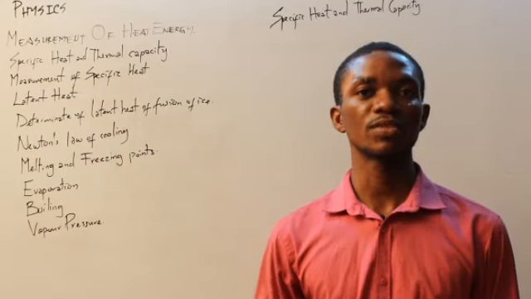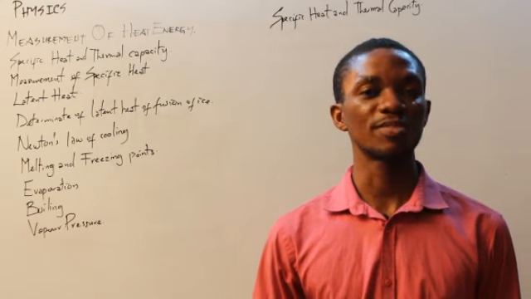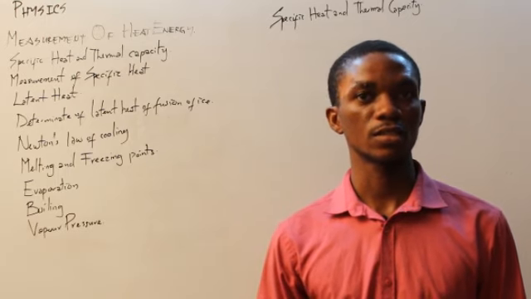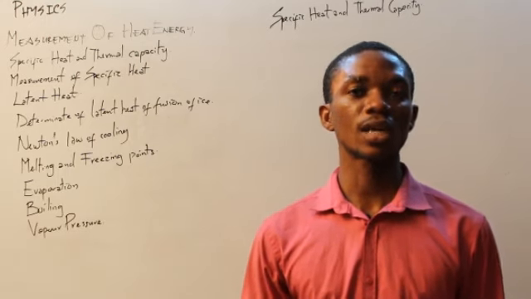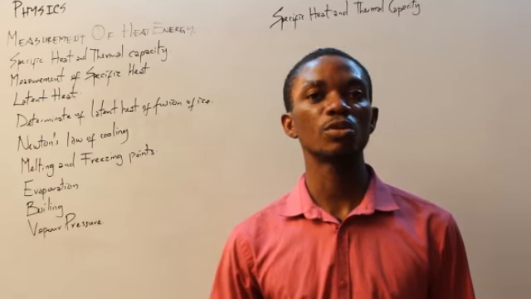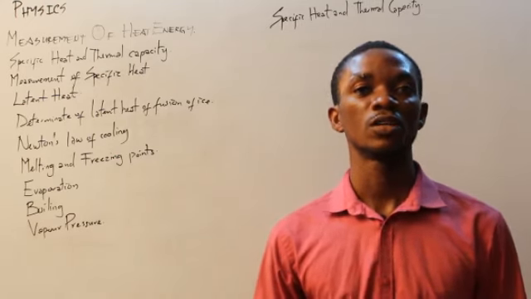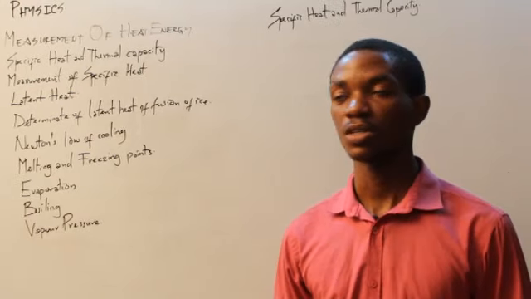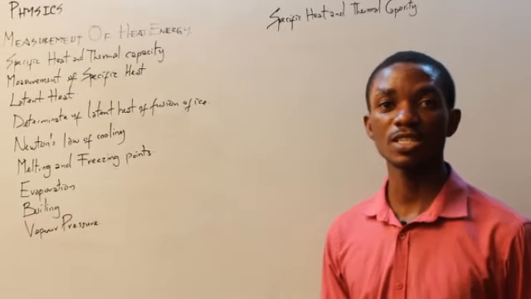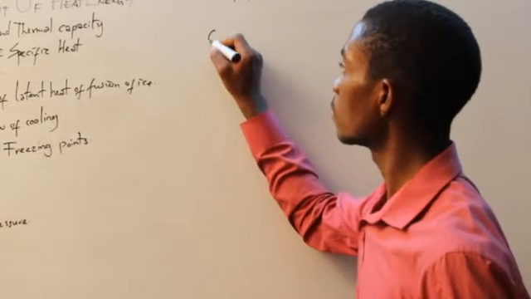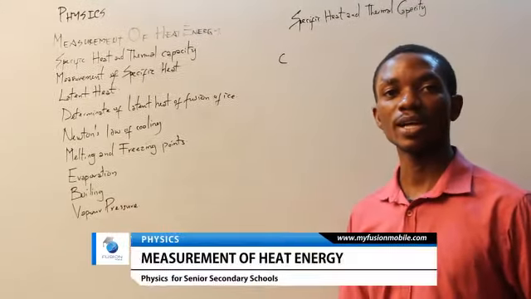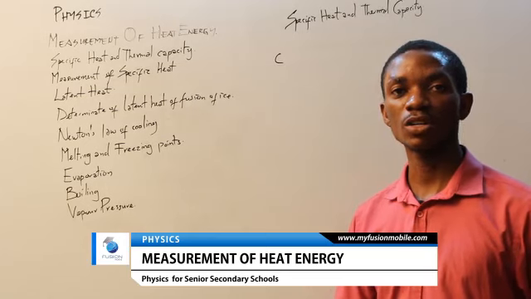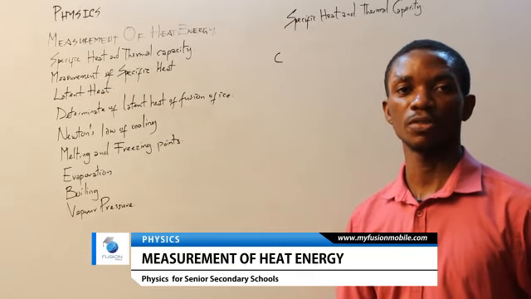Now, it depends on what type of specific heat we are considering. We have two major types of specific heats. We have the specific heat capacity and we have the specific latent heat. So, let's start with heat capacity. Heat capacity is the amount of heat required to raise the temperature of a body through 1 Kelvin, that's the temperature scale. But when we come to specific heat, we say specific heat, C, is the amount of heat required to raise the temperature of unit mass of a body, which is 1 kilogram, through 1 Kelvin.